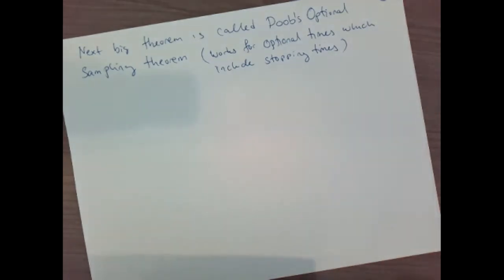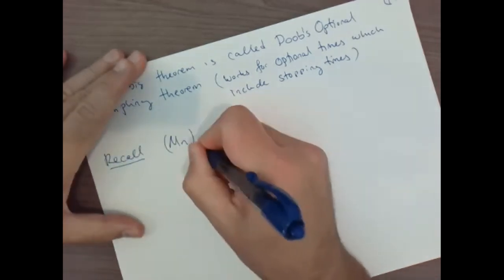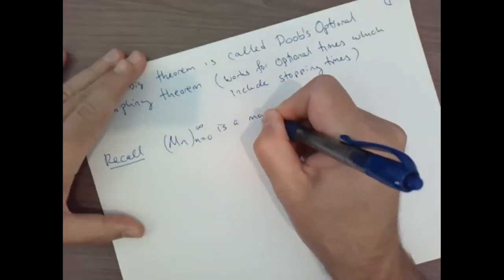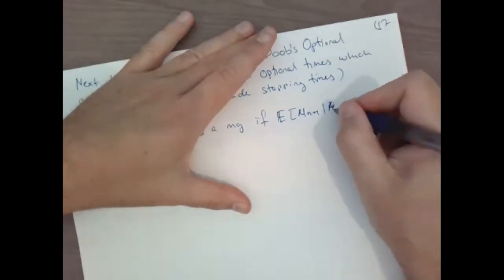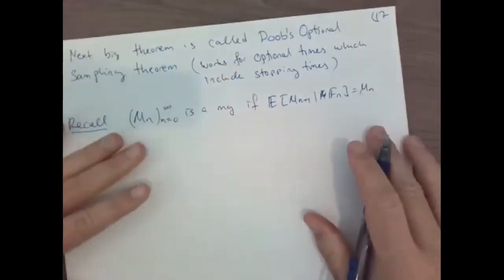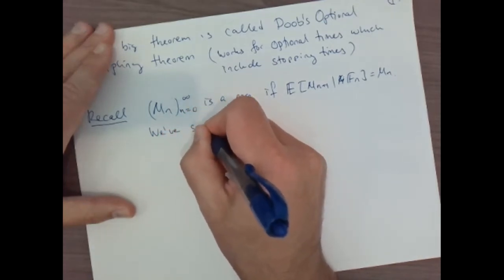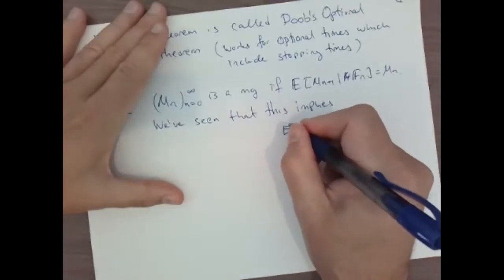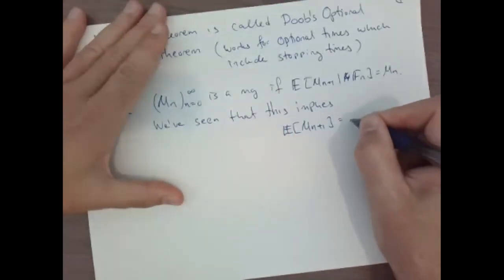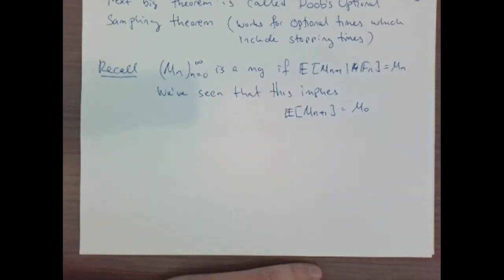How to put it? Where should we start? Well, one thing we can do is recall that a martingale, we call that M, is a martingale if the expectation of M n plus 1 given Fn is Mn, plus regularity conditions. And from here we've seen that this implies that the expectation of M n plus 1 is equal to M0. Martingales have a constant expectation over time.